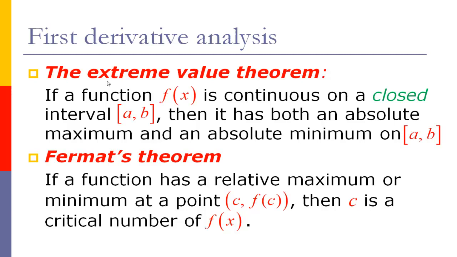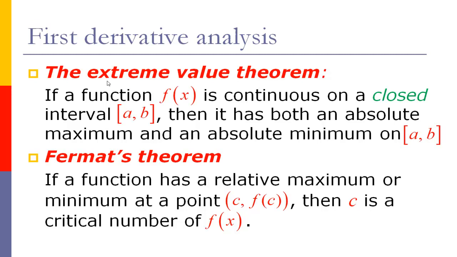Now notice that this is a one-way theorem, okay? So it's not an if and only if. It tells us if we have a maximum, then c has to be a critical value. It does not tell us that if you have a critical value, you definitely have an extremum. You may have critical values that do not correspond to any extremum. So you may want to be careful about that.